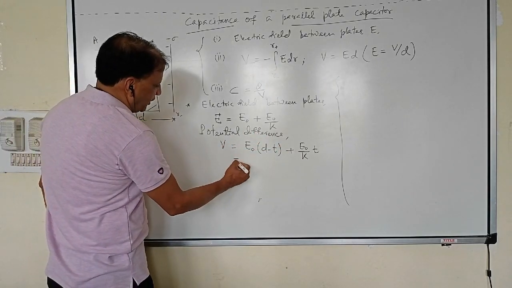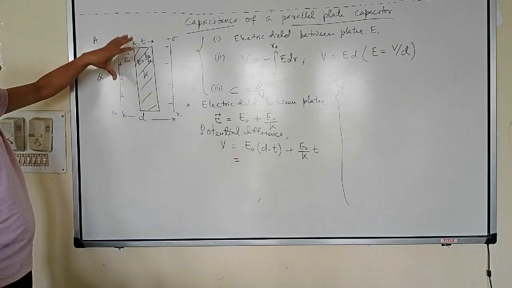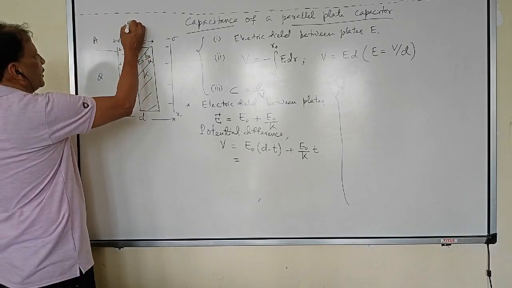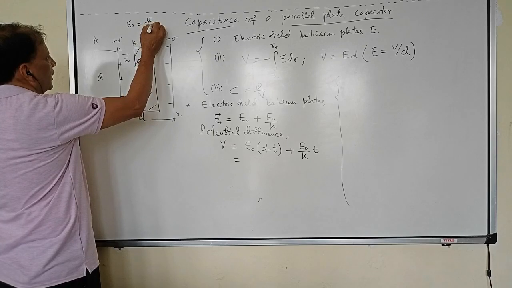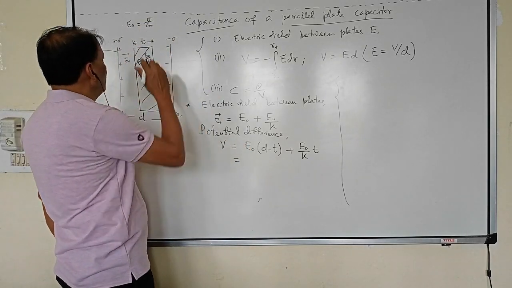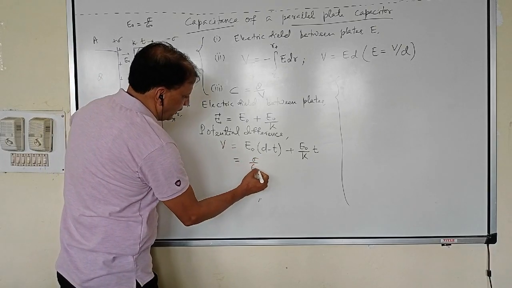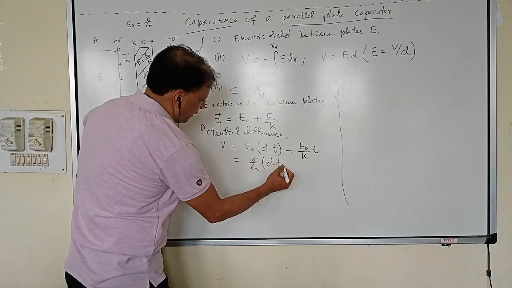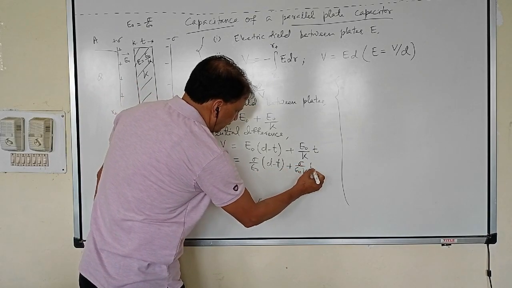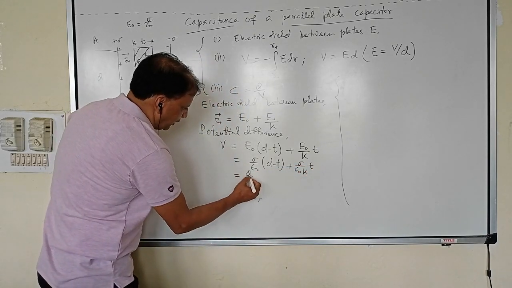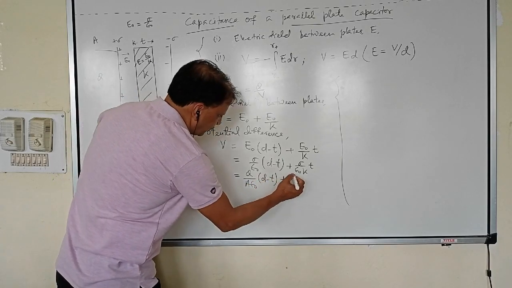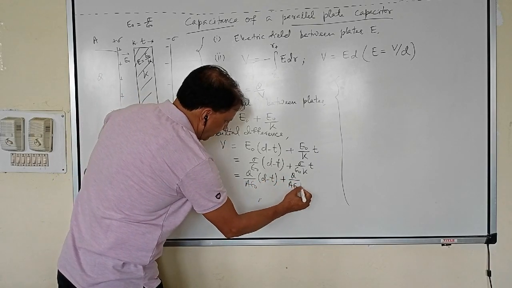Now what is the value of E0 we have seen? Whenever no dielectric is placed, air is between the plates, we have seen earlier that electric field E0 is sigma upon epsilon naught. So now putting the value of E0, it is sigma upon epsilon naught (D minus T) plus E0 again, sigma upon epsilon naught K times T. What is sigma? Q upon A. So Q upon A epsilon naught (D minus T) plus sigma again Q upon A epsilon naught K times T.